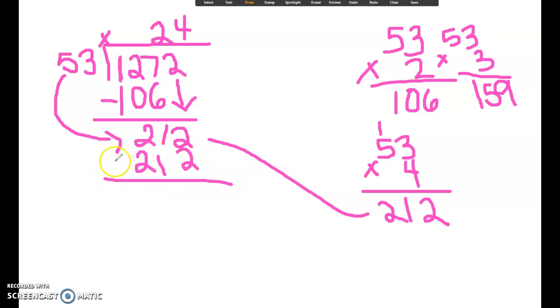So let's go ahead and subtract. 212 minus 212 is? 0. So what is my quotient? The quotient is 24. Good job, boys and girls.